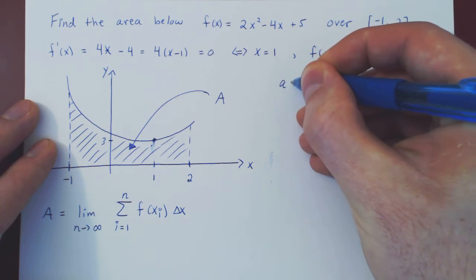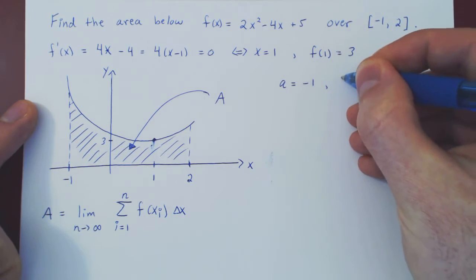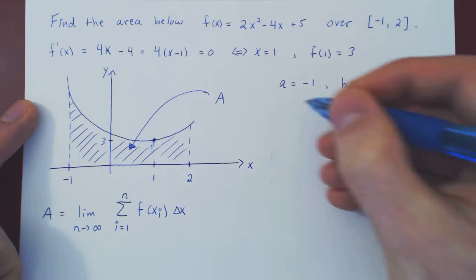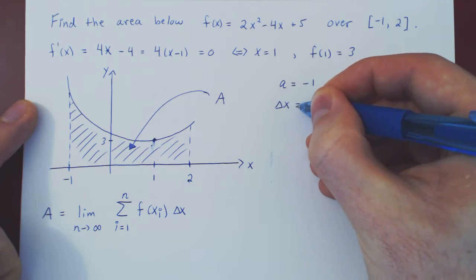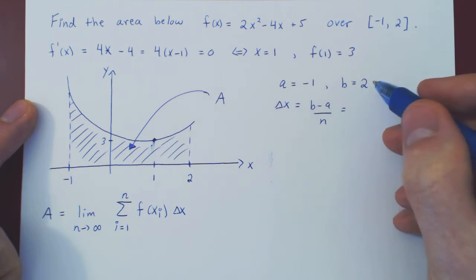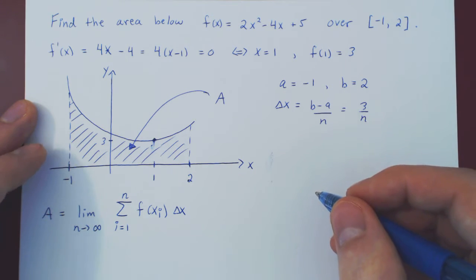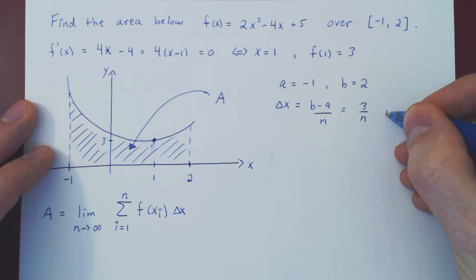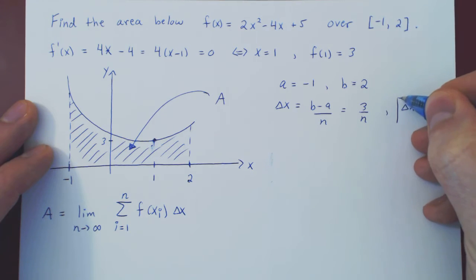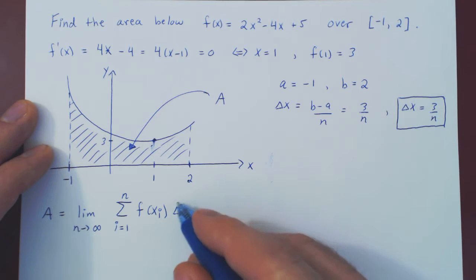Well, what is a? a is the left-hand point of the interval, so a is negative 1. b is the right-hand point of the interval, positive 2. Delta x is the length of the interval over n, but b minus a, 2 minus negative 1 is 2 plus 1, 3, so 3 over n. So delta x is 3 over n.